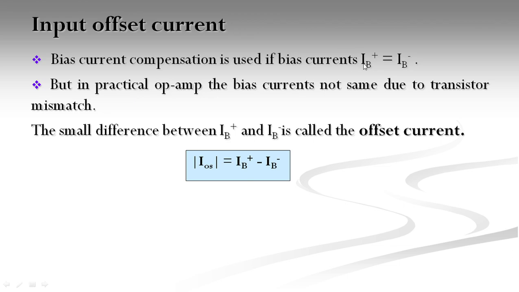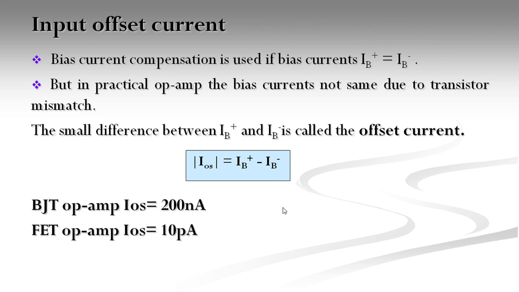So IB plus is not equal to IB minus, in the case of the offset current. There is a small difference between these two currents, which we normally call the input offset current. That is, IOS is equal to IB plus minus IB minus. In this video, we are going to see, in the presence of input offset current in the circuit, what error voltage we are going to get at the output and what compensation technique we can use. For a BJT op-amp, this IOS can take the value 200 nanoamps, and for a FET operational amplifier, this input offset current can take the value of 10 picoamps.